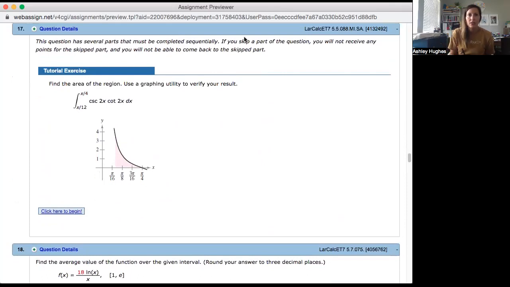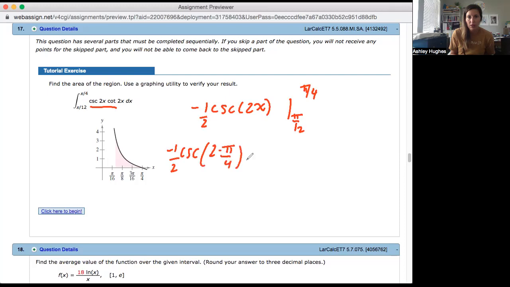Okay. What's the antiderivative of cosecant cotangent? It's negative cosecant because the derivative of cosecant is negative cosecant cotangent. And then you divide by the derivative. So there's a 1/2. Negative 1/2 cosecant 2 times pi over 4 plus 1/2 cosecant 2 times pi over 12.